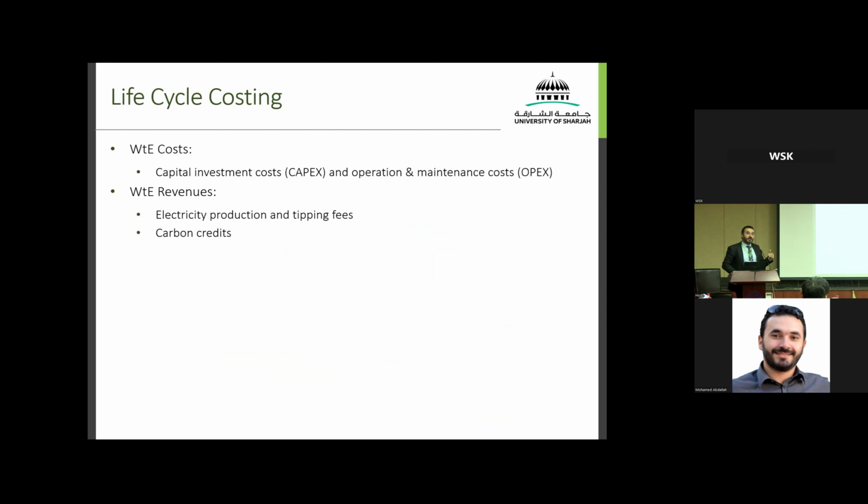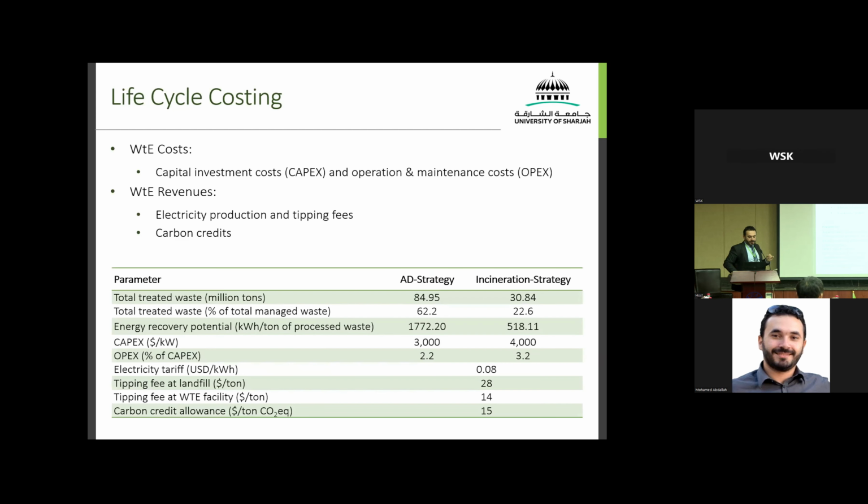So what we included in the life cycle costing was, of course, the capex and the opex. And for the revenues, we included the electricity production and tipping fees. And these are two very critical topics in the UAE, and the carbon credits as well. So those are the assumptions. The electricity tariff in the UAE is 8 cents per kilowatt hour. And the tipping fee currently is at $14 per ton.